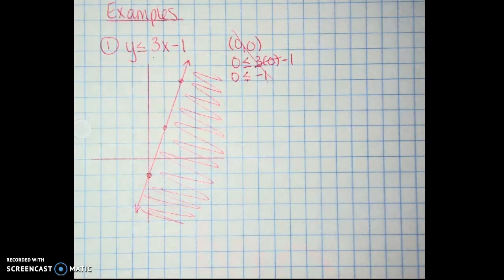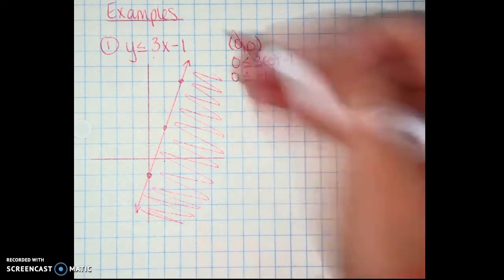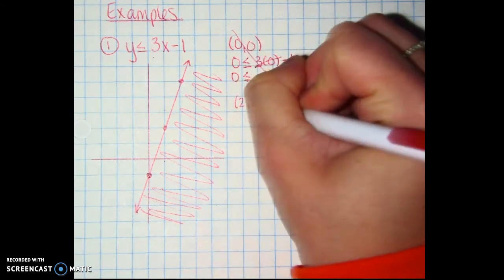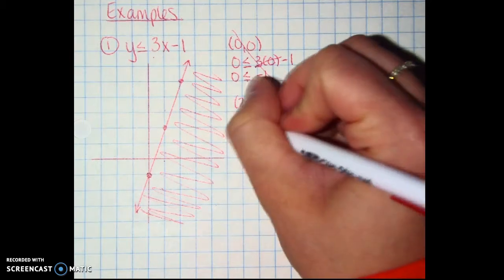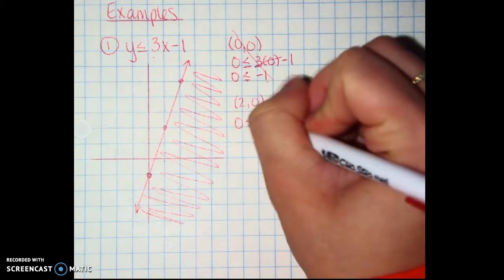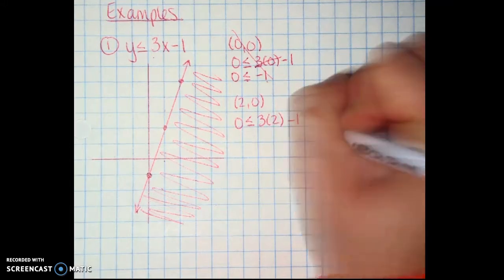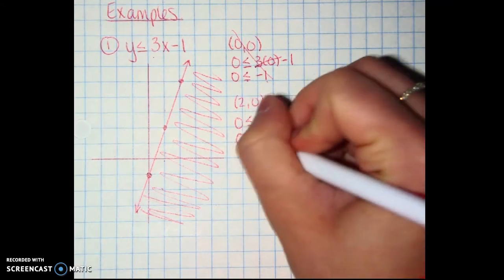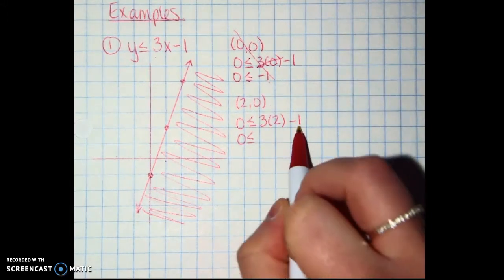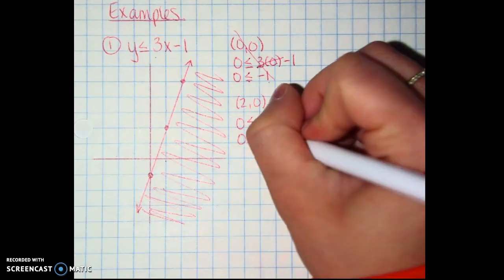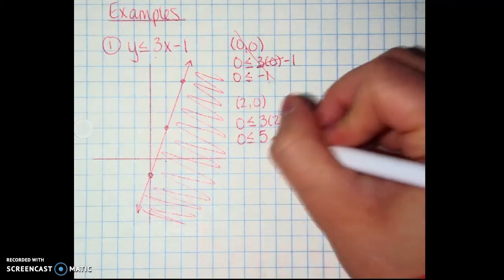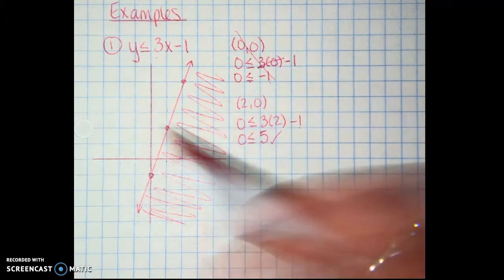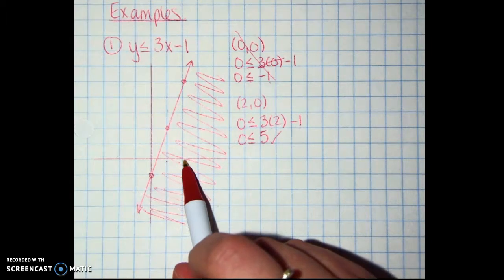And if you're wondering, we can test a point over here. Let's test, what's this point? 2, 0. So I'm going to substitute it back into the inequality. That's 0 is less than or equal to 3 times 2 minus 1. That is 6 minus 1. 6 minus 1 is 5. Is 0 less than or equal to 5? Yes, it is. So I shade the side that 2, 0 is on, which is right there.